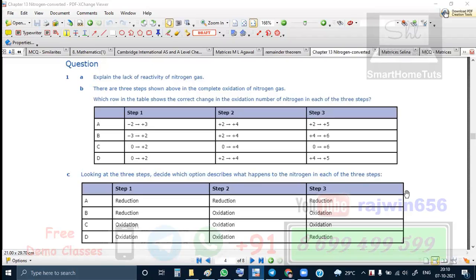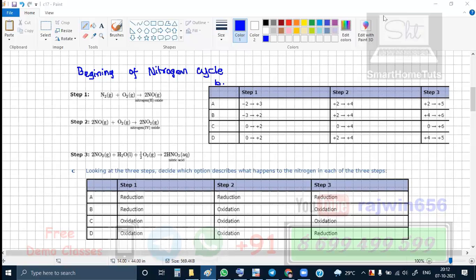You're going to answer all of these questions. So you are going to answer this part now. What will be the correct change in oxidation number for B part?